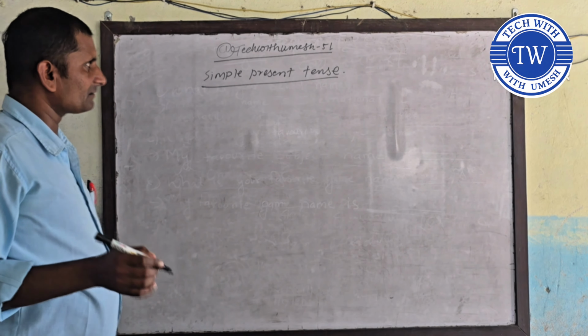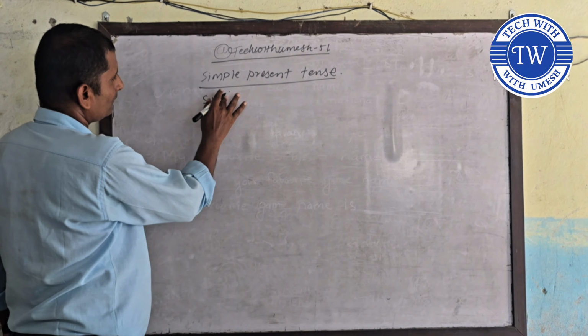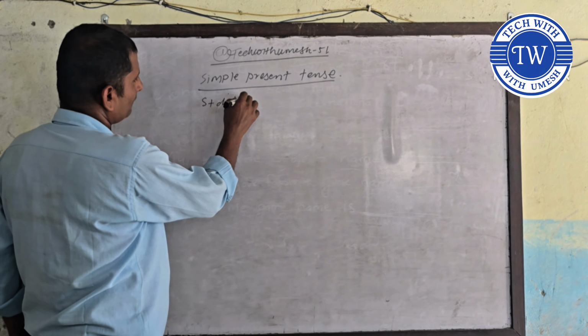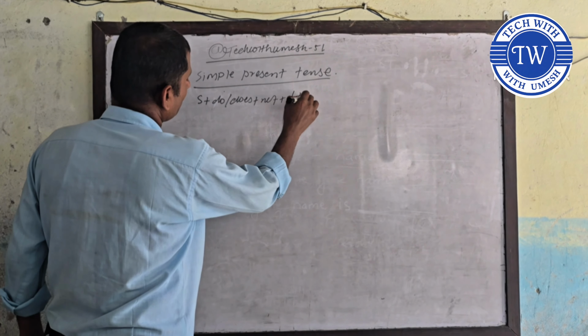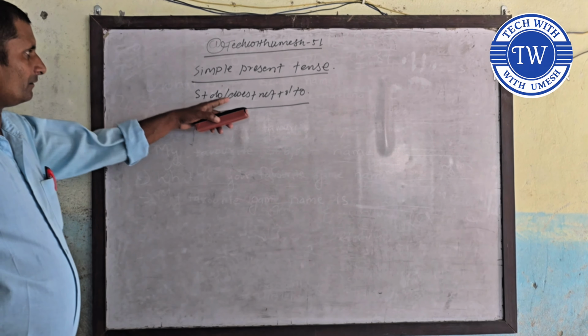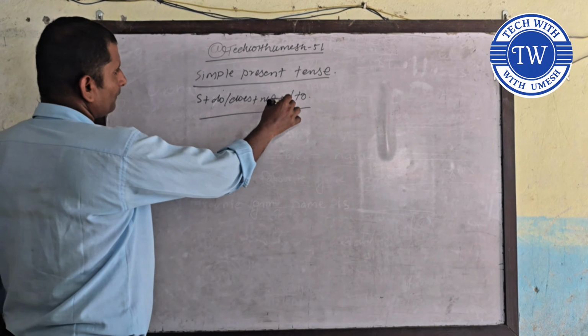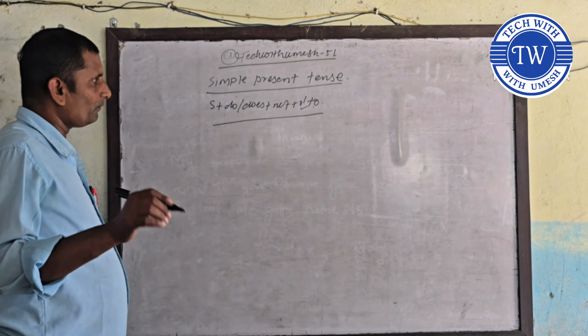The negative structure of the simple present tense is: subject, do/does, not, V1, plus object. This is the structure of the simple present tense in the negative form.